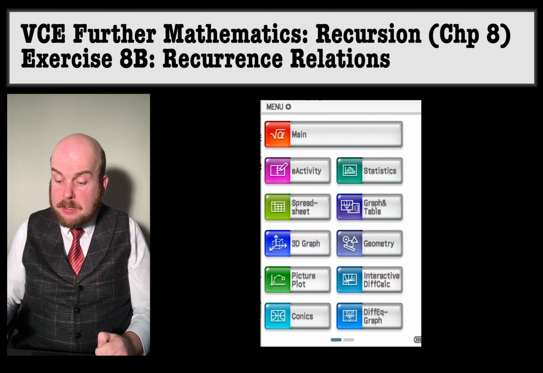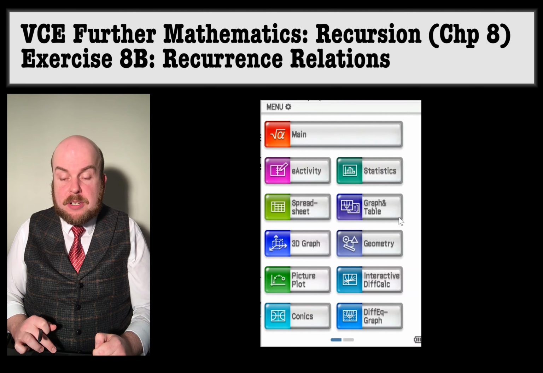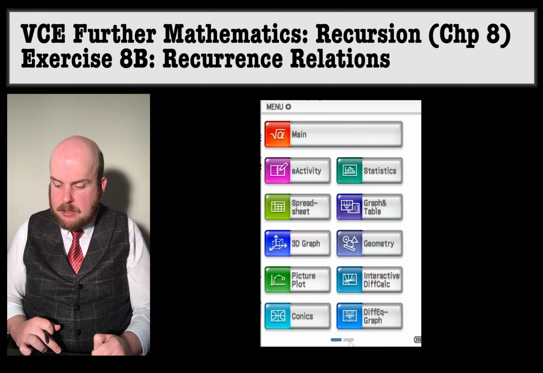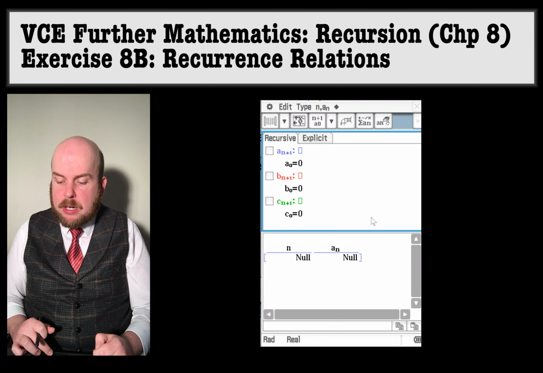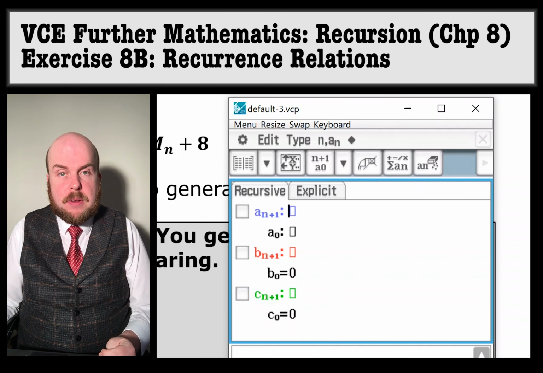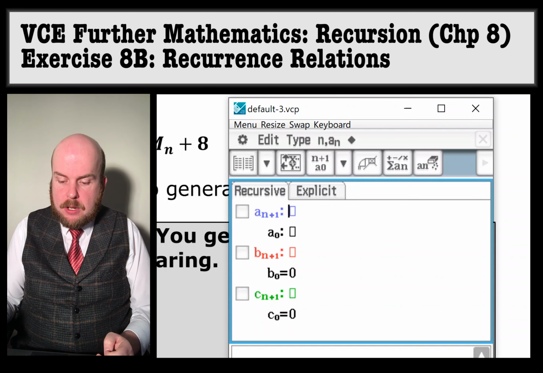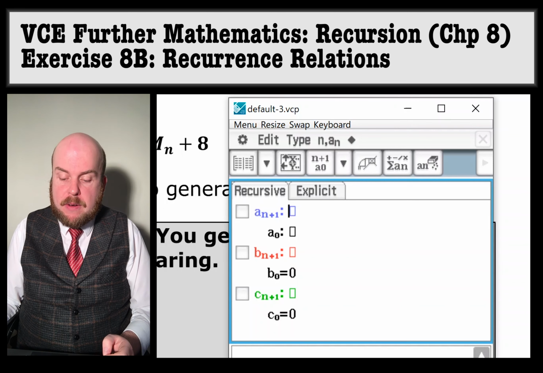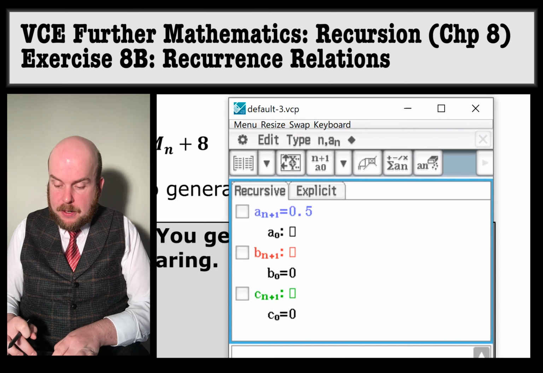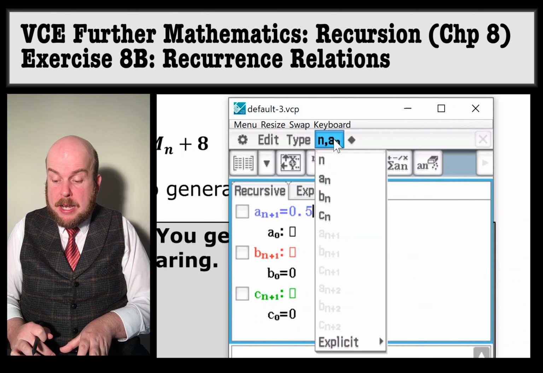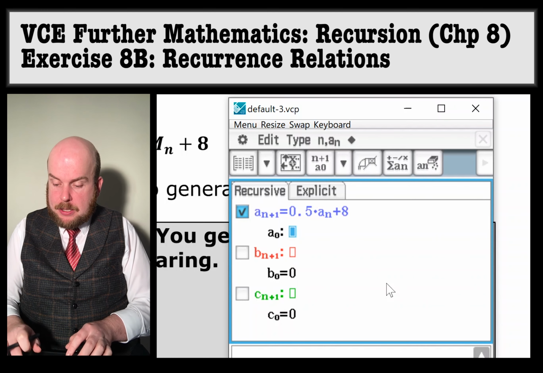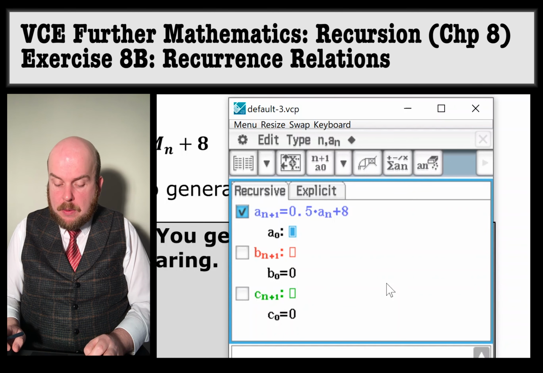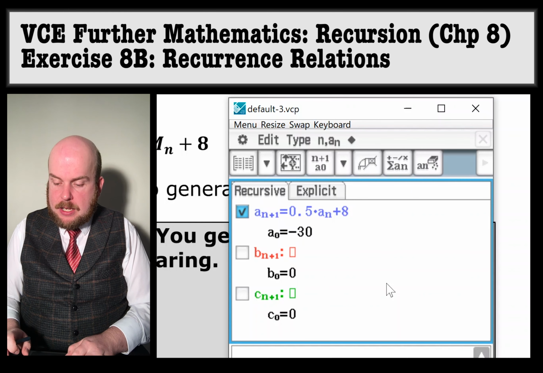So here is the CAS, the main menu. If we actually scroll to a side that we don't tend to scroll to, which is the second window, you'll see a button that says Sequence. So click on the big old sequence, and this is what comes up. So the first thing we need to do is to enter the formula, or the recurrence relation, which says 0.5 mn plus 8. So 0.5, we don't need to worry about m's, just use the calculator default, which is A. We're going to plus 8. And what we're going to do is we'll put a starting value of negative 30.